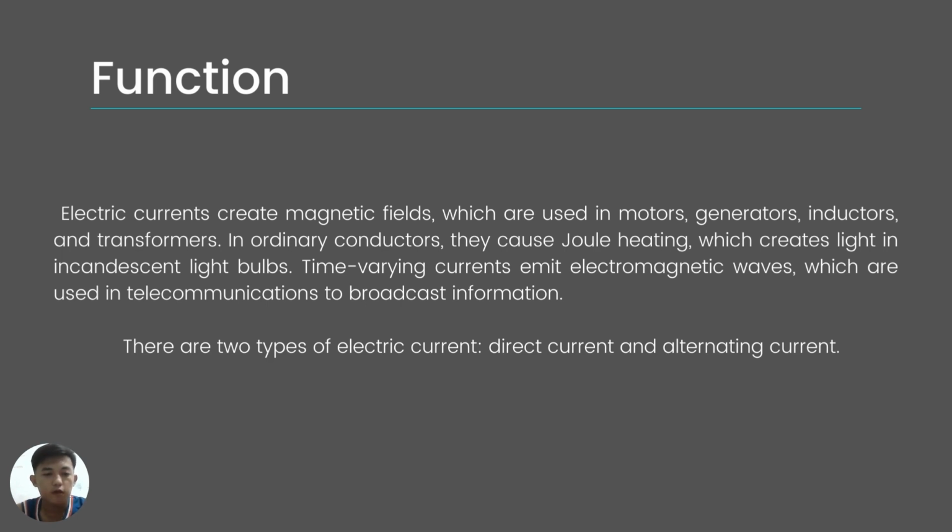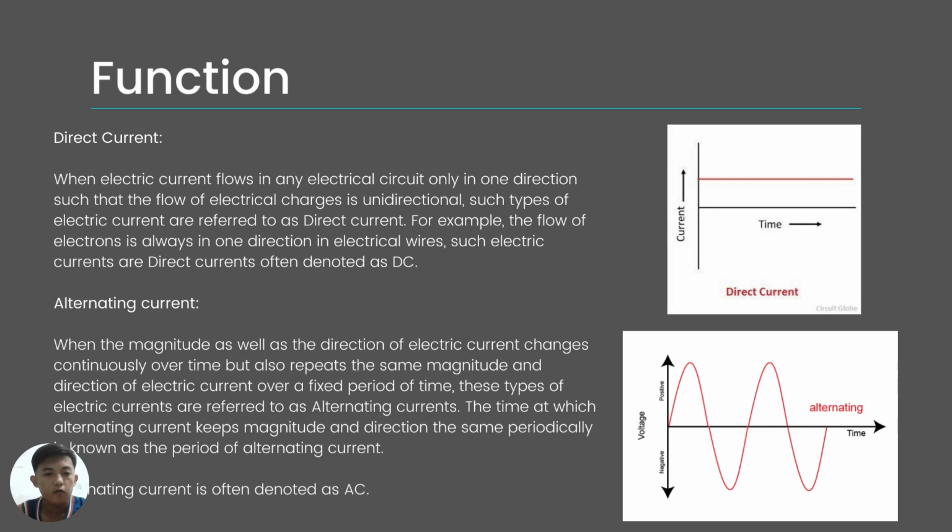There are two types of electric current. There is direct current and alternating current. What is direct current? Direct current is when electric current flows in an electrical circuit only in one direction, while alternating current is when the magnitude as well as direction of electric current changes continuously over time but also repeats the same magnitude and direction over a fixed period of time.